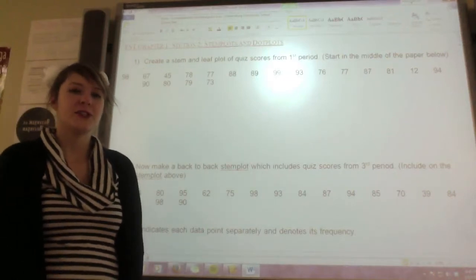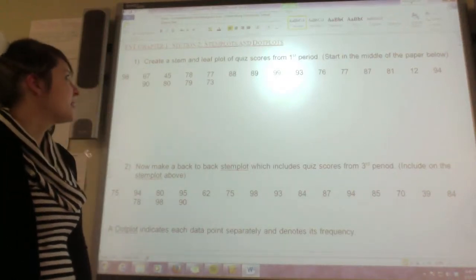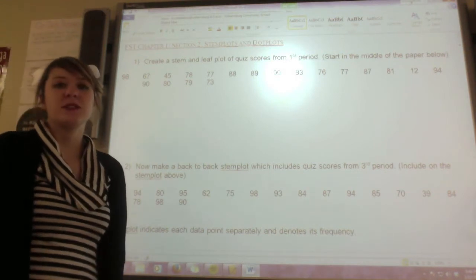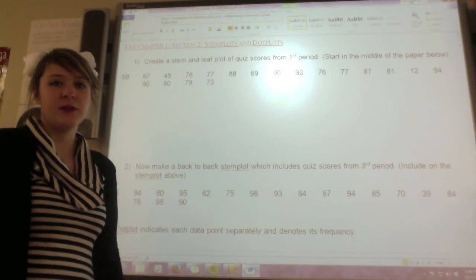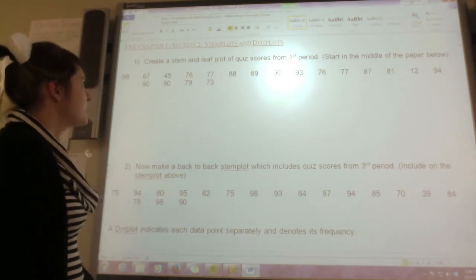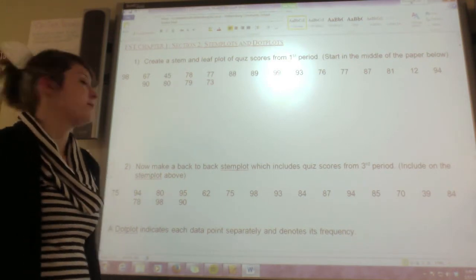Hey guys, today we're doing Chapter 1, Section 2, which is over stem plots and dot plots. So stem plots and dot plots you may not be familiar with, but they're actually really easy. They're really close to just a table. They're just another way that we can organize information.